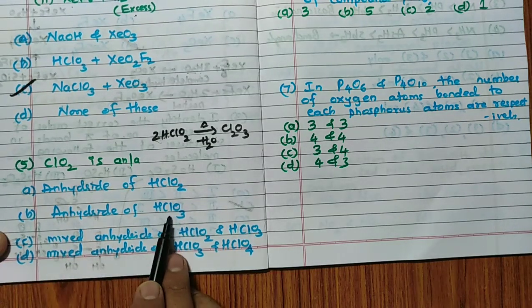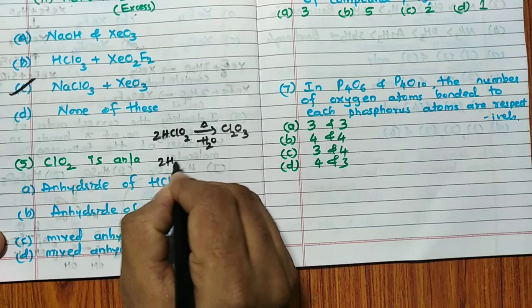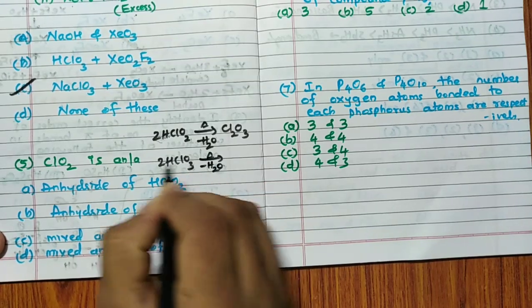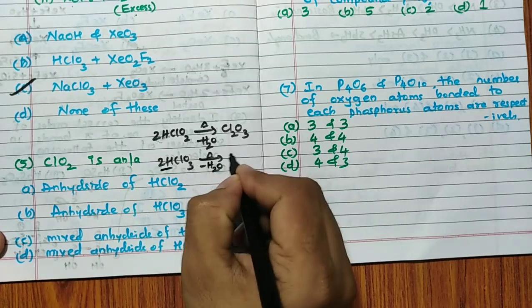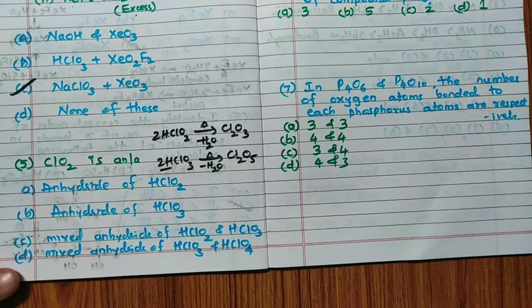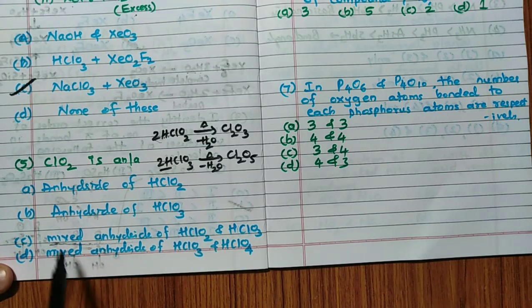Then like that, anhydride of HClO3, see, 2HClO3 on heating, remember, minus water molecule, 2H is removed and 1 oxygen is removed, remaining is Cl2O5. Correct? Then the question is, what is the meaning of mixed anhydride?